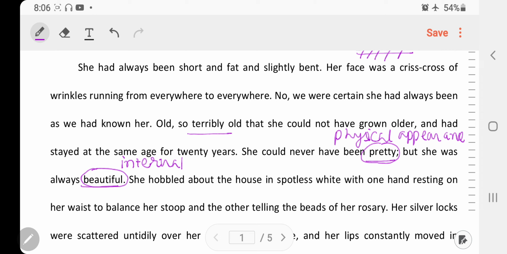She hobbled about in the house in spotless white. Now see, spotless means clear, white means white dress. See, Dadima now is a widow. And there is a custom in India, if a lady is widowed, then she has to wear white or black clothes. Here, she is wearing white clothes. And what is the walking style? She is hobbling in the house.